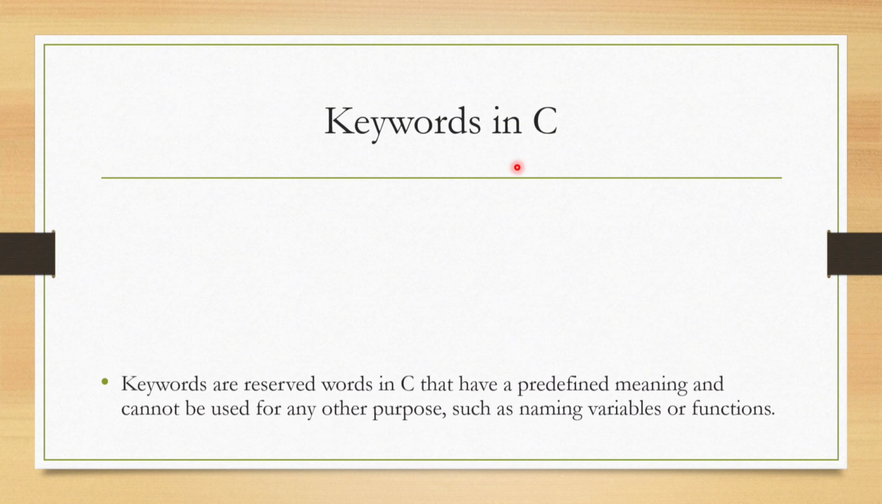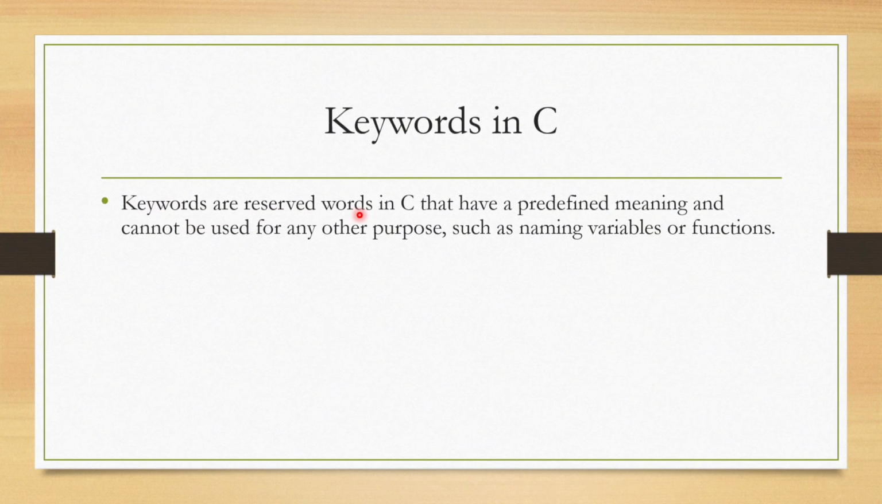Keywords in C. Keywords are the reserved words in C that have a predefined meaning and cannot be used for other purposes such as naming a variable or a function. List of keywords. Data types like int, float, char. About these data types we will discuss in the further part of this video.